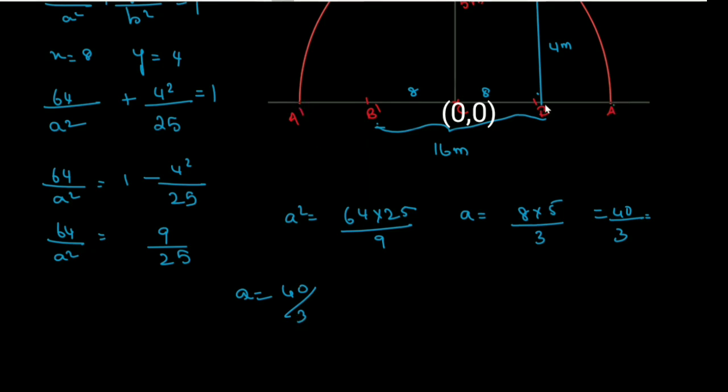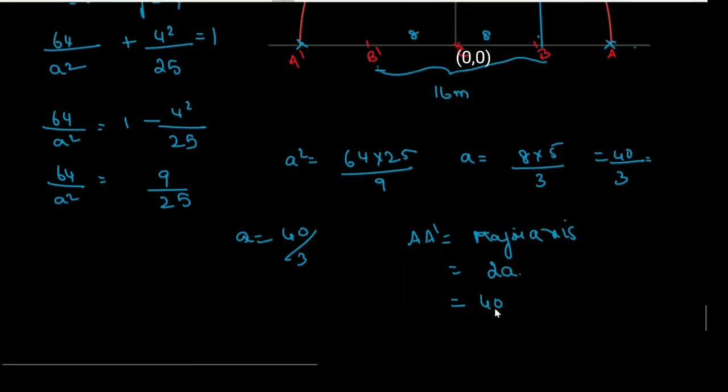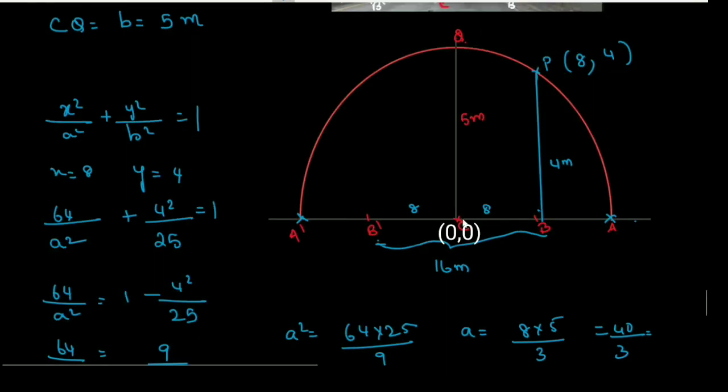So we want A dash. A dash is the length of the major axis, so the length of the major axis is 2a. 2a is 40 by 3 into 2, that is 80 by 3, which is equal to 26.66 meters. So the width of the opening is 26.6 meters. The width of the roadway is 16, and the total length is 26, so approximately 27.